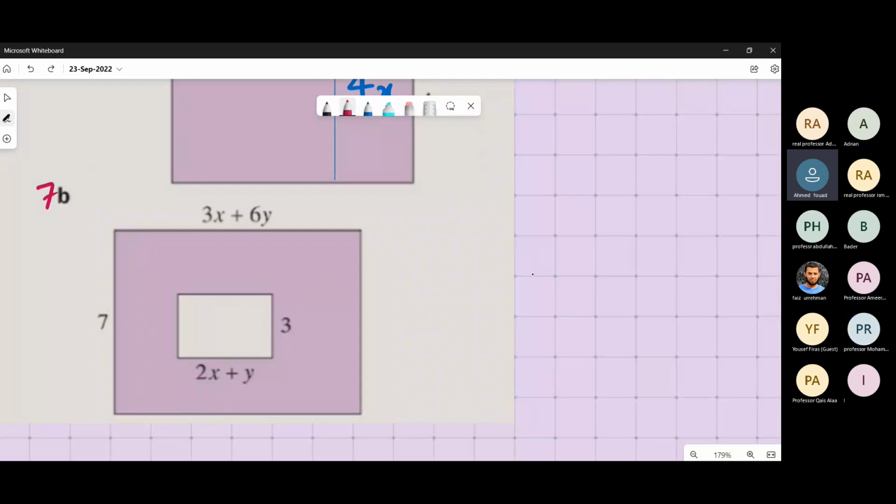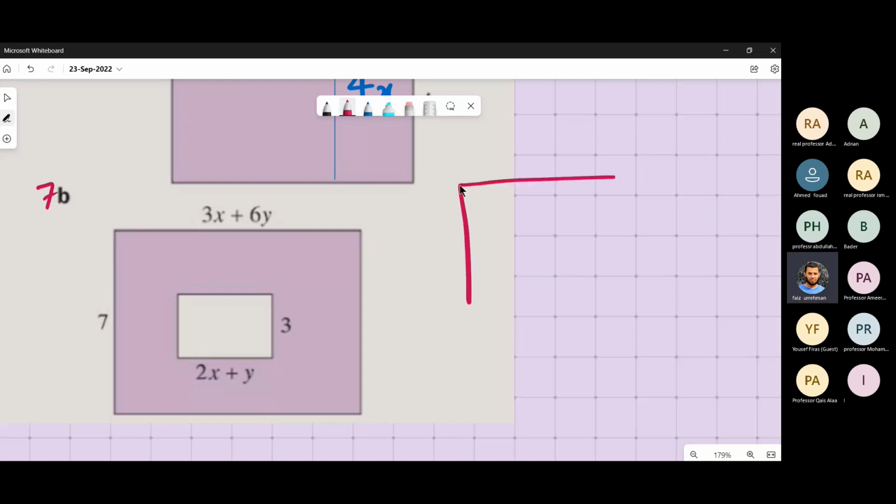Me, mister. Find the area. The concept is to make at the beginning 7 times the square 3x plus 6y, and then minus the 3 square 2x plus y. Oh, that's the concept. Very good, very very good. Mister, why minus? I like 21x plus 42y.